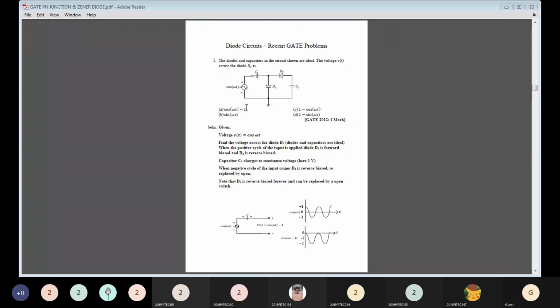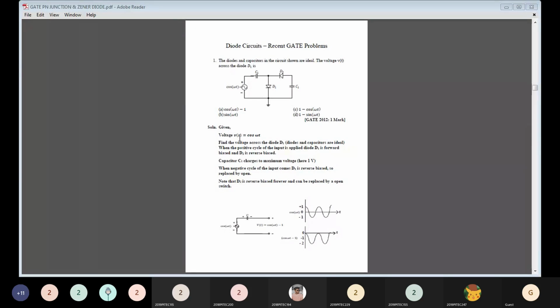First one is cos omega t minus 1. Second is sin omega t. Third is 1 minus cos omega t. And fourth one is 1 minus sin omega t. What is the solution? What is the voltage across this diode D1? We have to find out.